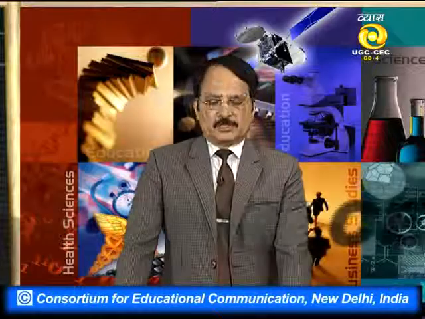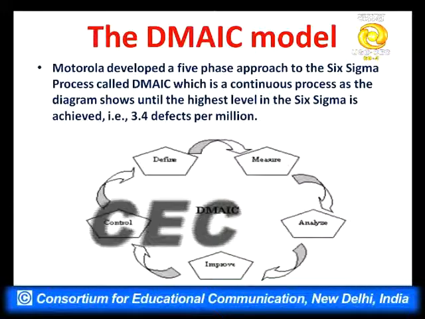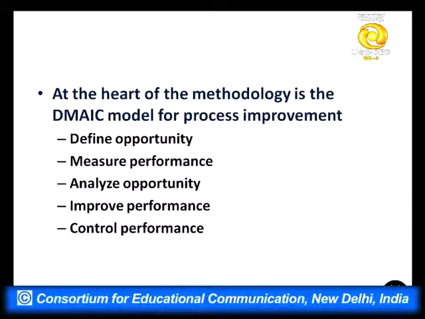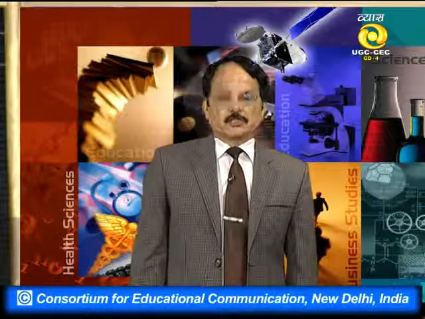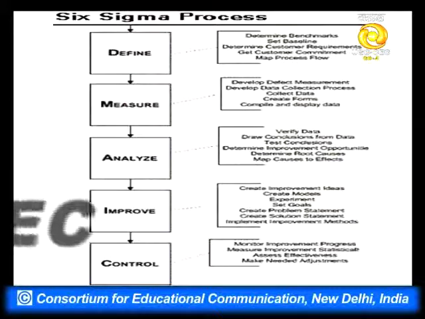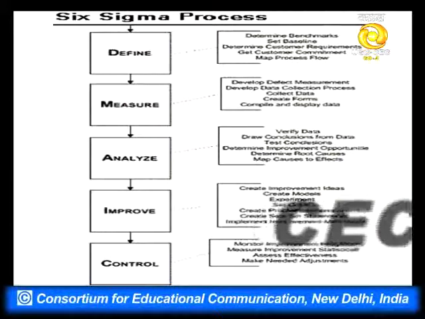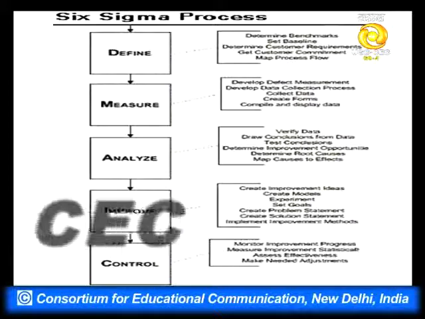And we have also discussed DMAIC: define, measure, analyze, improve and control. This is a cycle, this is a model. Define opportunity, measure performance, analyze opportunity, improve performance and control performance. This is part of the DMAIC model, which is given by the 6 sigma philosophy. And here are also given different aspects of the DMAIC philosophy and different things which are under define, under measure, under analyze, under improve and control.